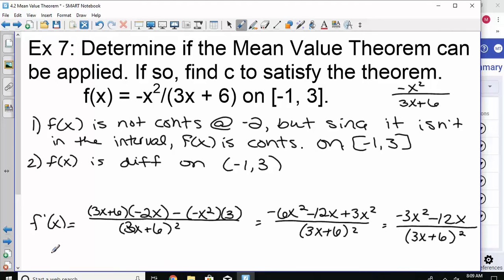Any questions on those 2 pieces, or how to find out if it's continuous or differentiable? So, we have met the 2 requirements. So the mean value theorem, a lot of times I'll just abbreviate that MVT. That applies. We can do it.